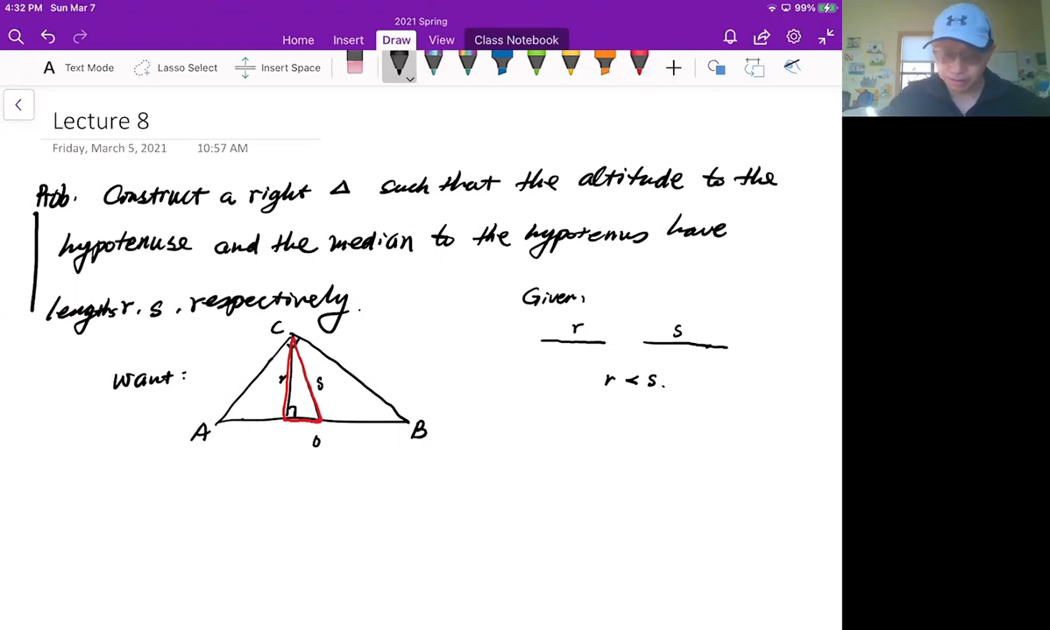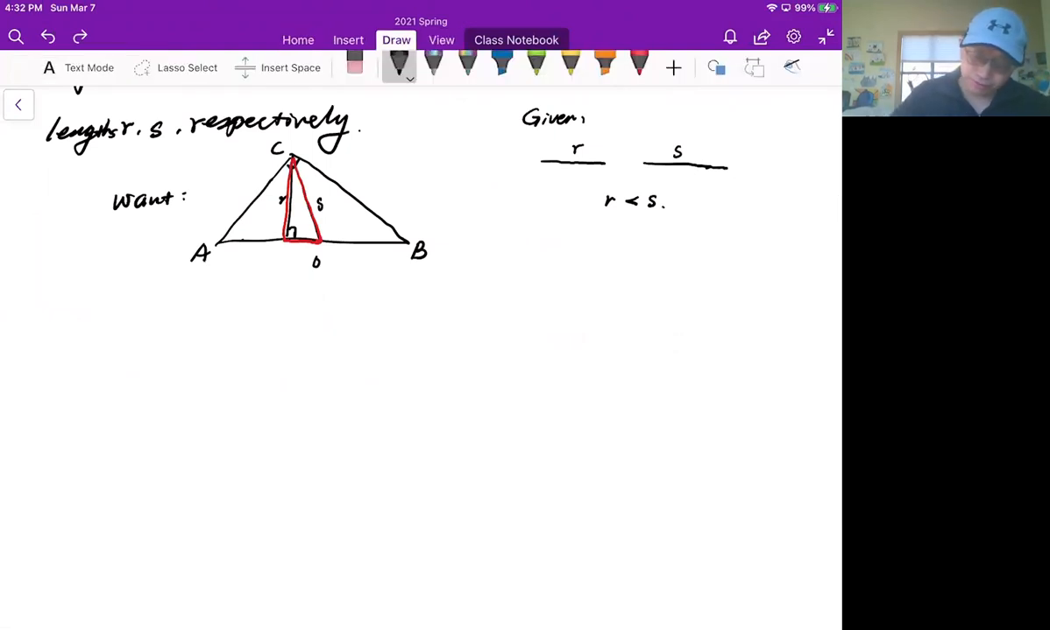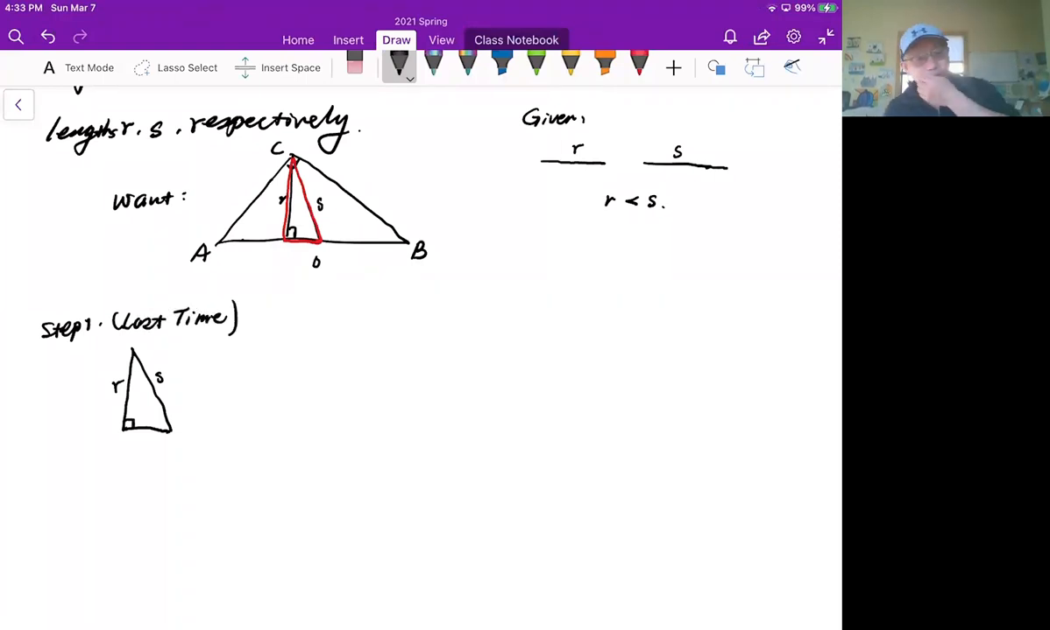Okay, so first I'm going to do this one. I'm going to get the right triangle in this way. So this is R, this is S. I can construct that. So this is step one. I can do this, and that's just from last time: I can construct the right triangle with R and S as two sides. Now let me call this H. So this is my O here, this is my H here, and this is my C here.